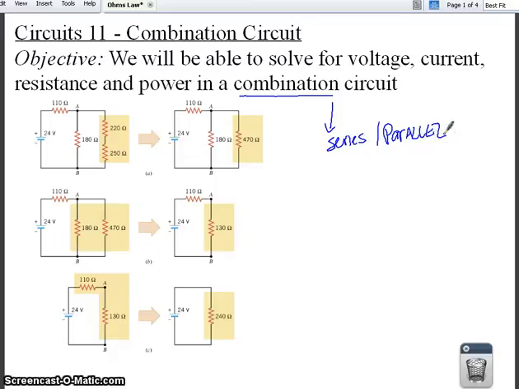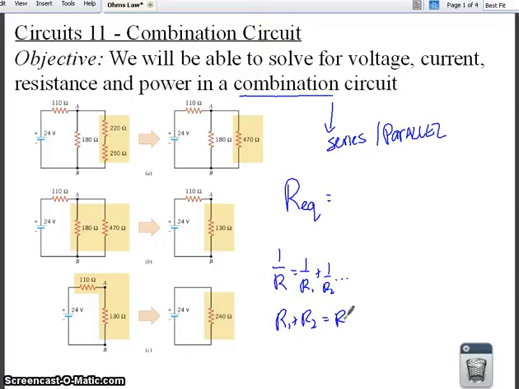Now with a combination circuit, it is very important that you know all your rules for series and all your rules for parallel, because it is very easy to get them confused. So you have to make sure that they are all lined up very nicely. It's just going to be through a lot of practice that you get this down. So the first thing we're going to look at is equivalent, or total, resistance. Remember for parallel, our equation was 1 over R equals 1 over R1 plus 1 over R2, etc. And in series, it was R1 plus R2 equals resistance, etc.